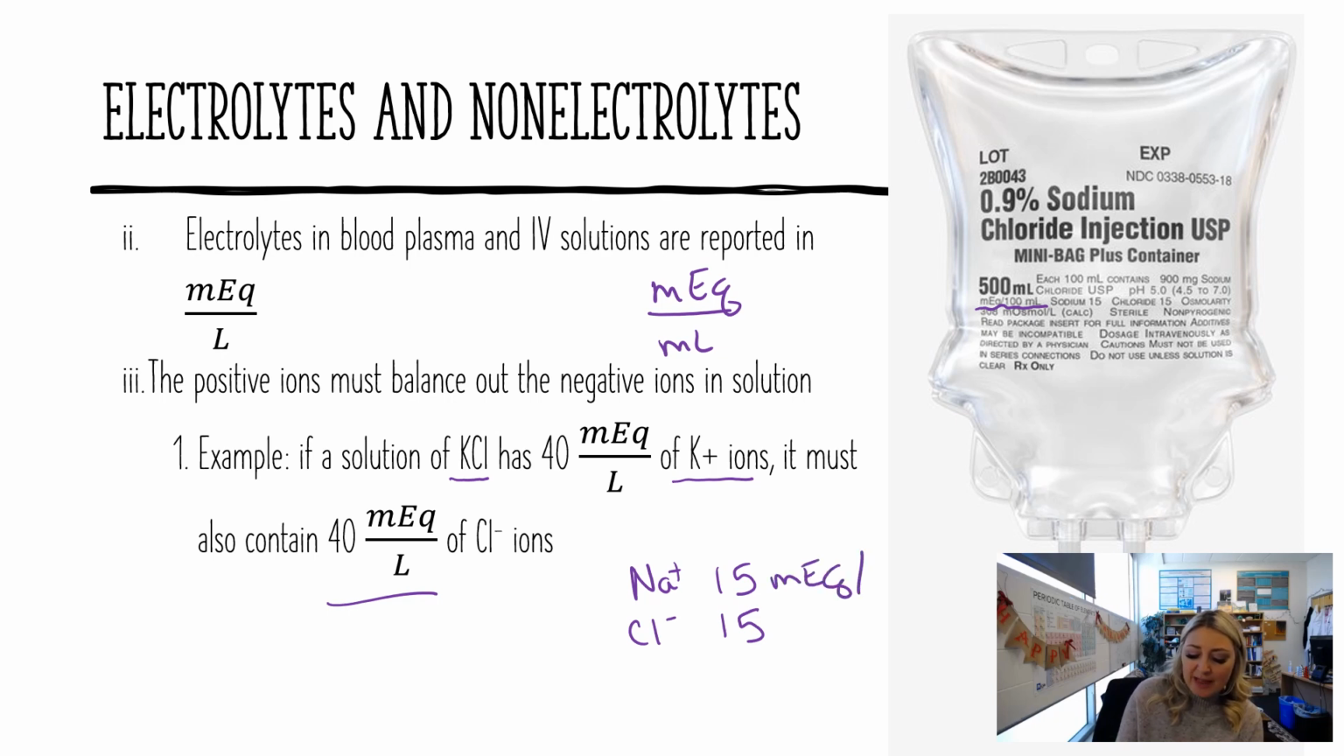So our IV bag already told us that this was milliequivalents per milliliter. So our IV bag follows this rule that whatever you have in terms of positive ions has to equal what you have in terms of negative ions. Chemistry matters.